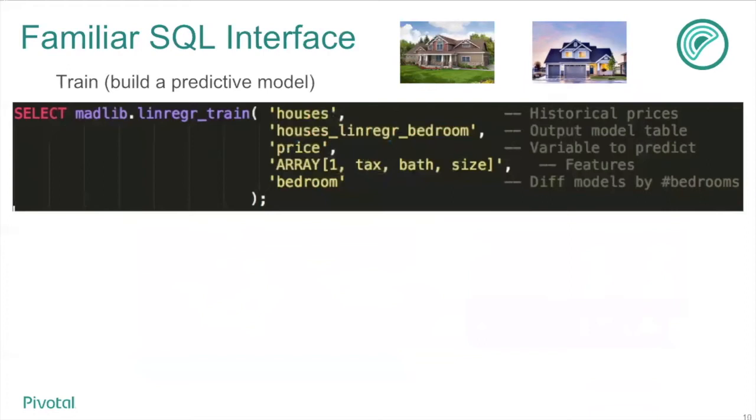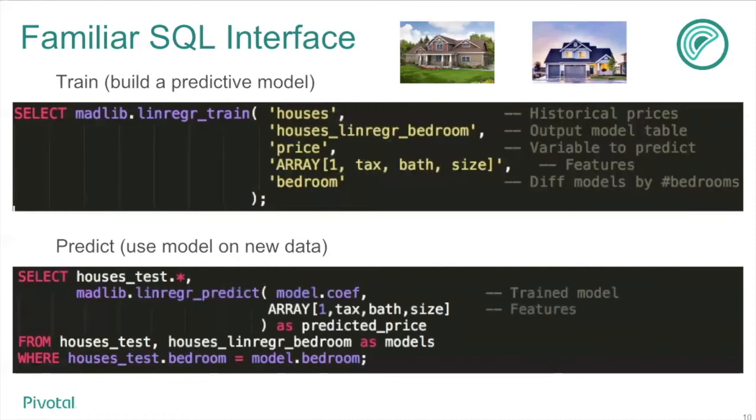So first we train a model, which means we build a predictive model from historical data using features such as property tax, number of bathrooms, and the size of the property in square feet. And we also group by bedrooms here. And what that means is that we're running a separate model for each bedroom count in the house. And probably zip code would be a better choice for that if you want to run different models for zip code. So after we have a model, we do prediction.